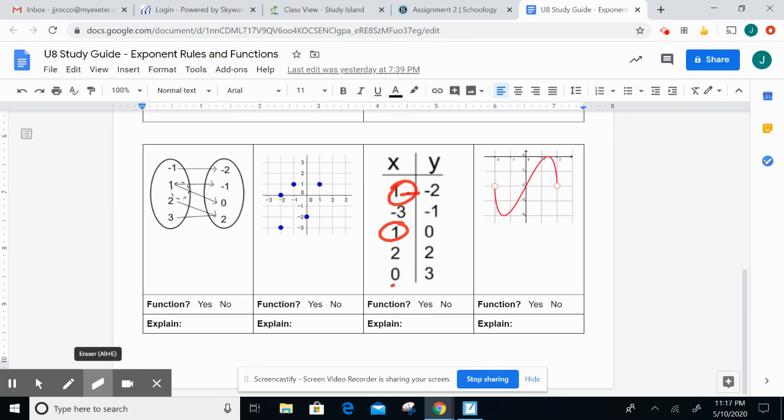Repeat x's. It's the same thing on the graph, but even easier. You don't have to look at all of the x's. Just draw your vertical lines. It's called the vertical line test. So for your explanation, all you have to say is, because the vertical line test touched 2 points at a time, it's not a function. If it doesn't touch 2 times, then it is a function.